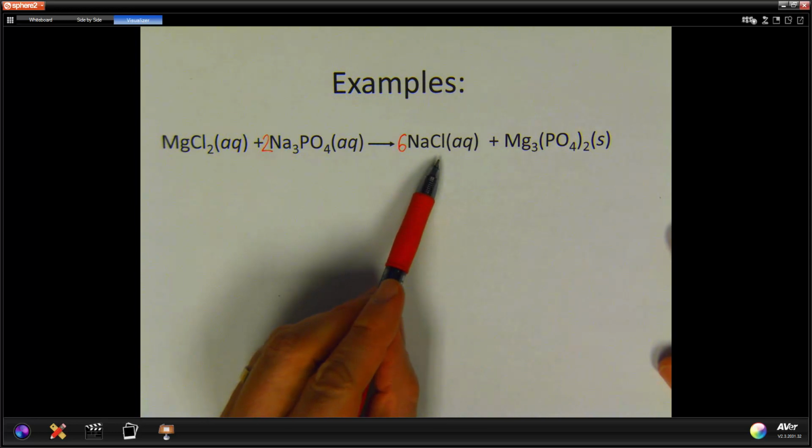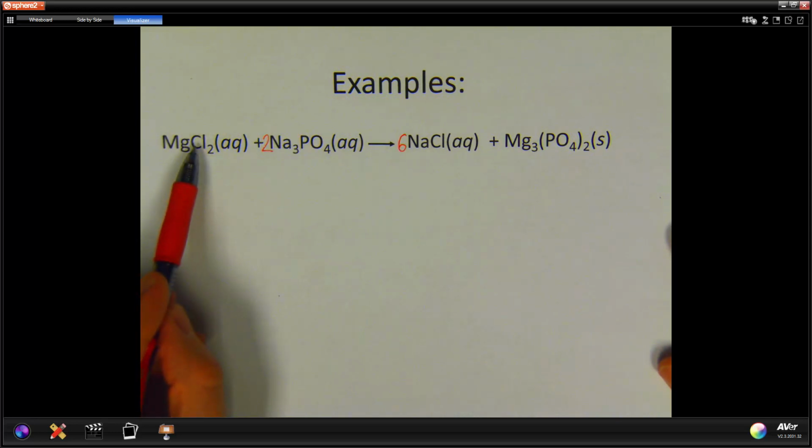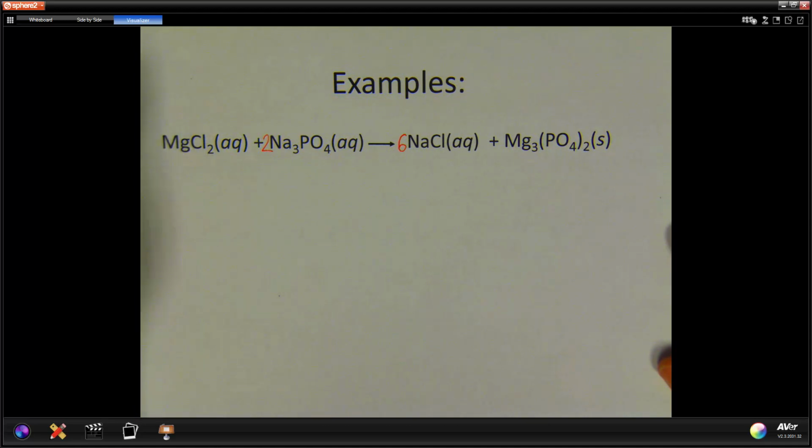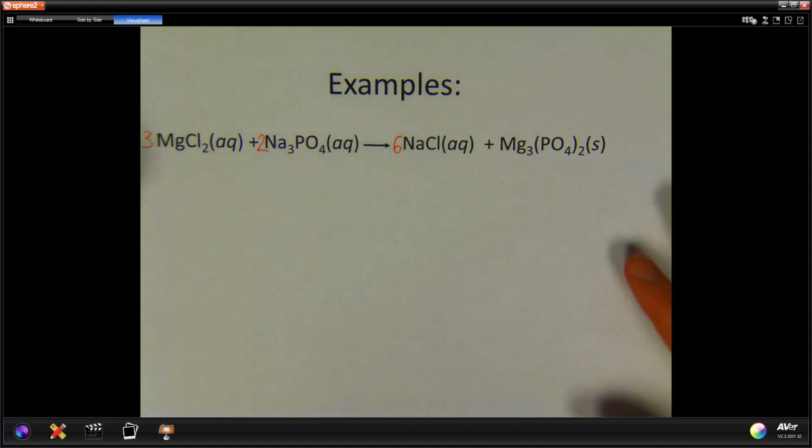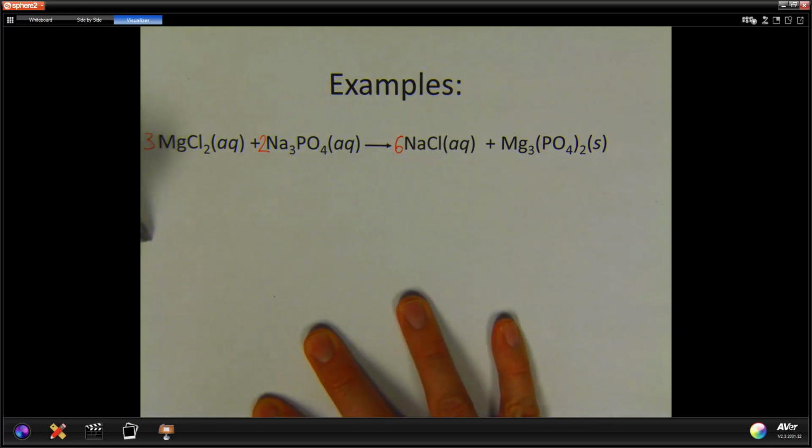So let's find the chloride. We've got a chloride here. We've got a subscript of 2. So maybe a coefficient of 3. So 3 times 2 will give us 6, and that will balance the 6 we have over here. And then we have magnesium. We have a 3 over here. I'm going to go ahead and make a chart to make sure everything's balanced.